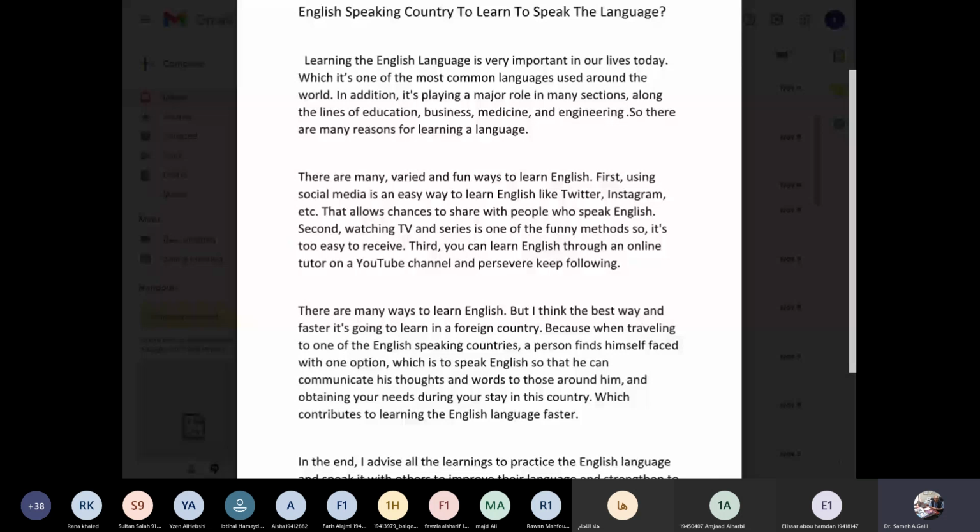Again, somebody referred to the fact that there is a great deal of repetition, which I happen to agree with. There are many ways to learn English. There are many varied and fun ways to learn English. This is obviously repetition. So why don't you mention one sentence, you don't have to write the two sentences in two different paragraphs, and then you are on your way giving those different ways.